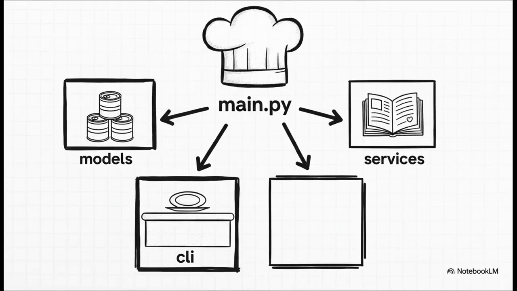So here's a look at how that kitchen is actually organized. The models folder, that's your pantry. It's where you keep all your raw data, the ingredients. Then you've got the services folder. Those are your recipes. This is the logic for how you combine and process all those ingredients. The CLI folder is the serving counter, where you interact with the user. And main.py, well, that's the head chef directing the entire operation and making sure everything comes together.